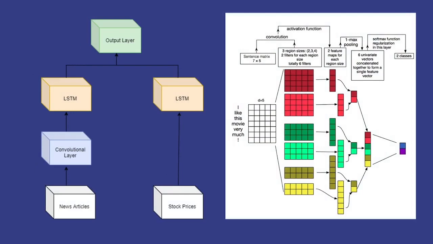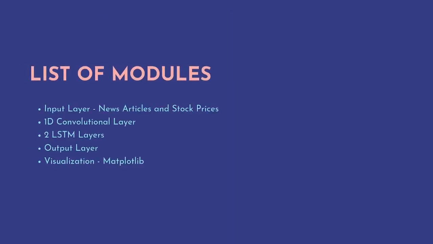So here in this picture, as you can see, this is the architecture of a prediction system. It will predict the volume change in the stock market price of a particular stock. So the list of modules that we used in our prediction system are input layer, news articles and stock prices, one-dimensional convolutional layer, two LSTM layers, output layer, and for visualization, matplotlib library.